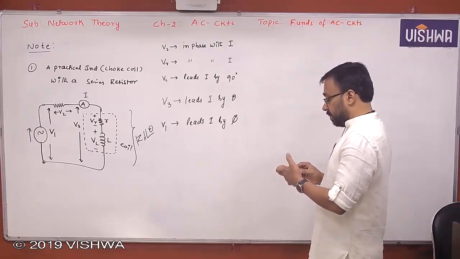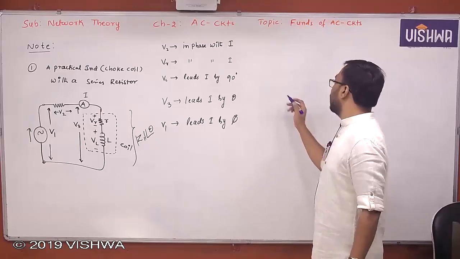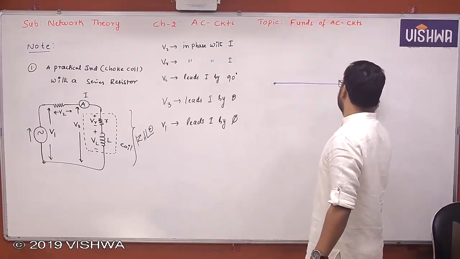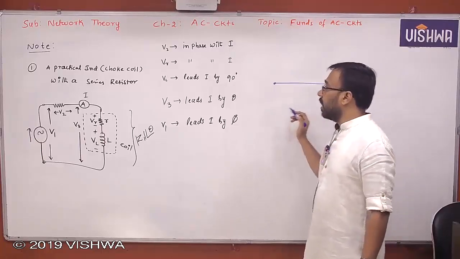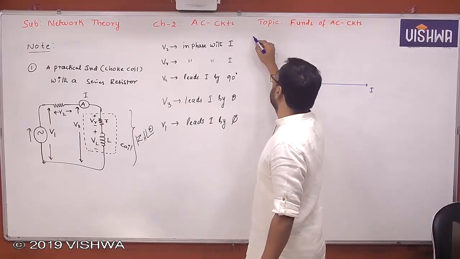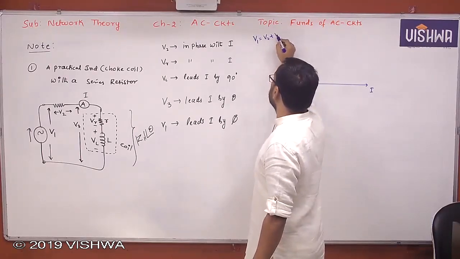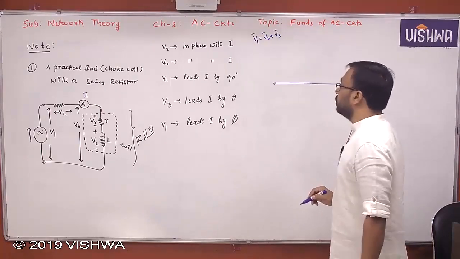What is the phasor diagram? Let us see. When I draw the phasor diagram, let me take current as the reference phasor because it is a series circuit. We take the relation V1 is equal to V2 plus V3, phasor addition. But what is V2? V2 is in phase with I.